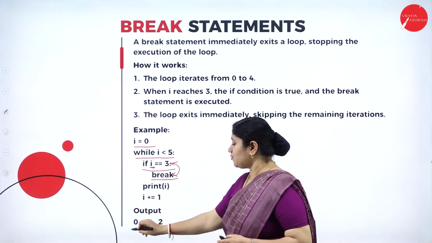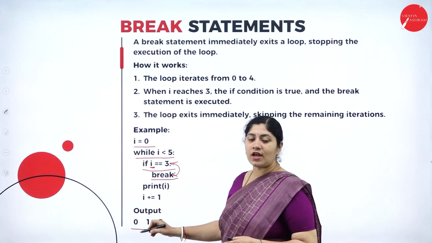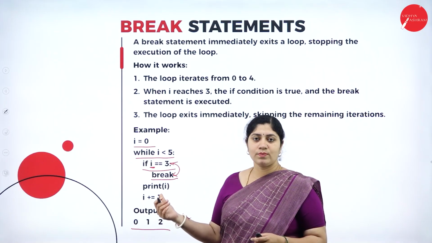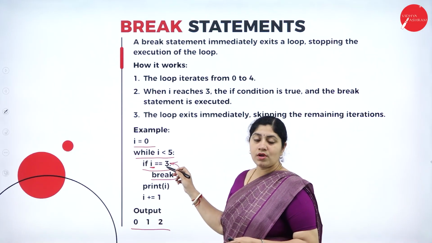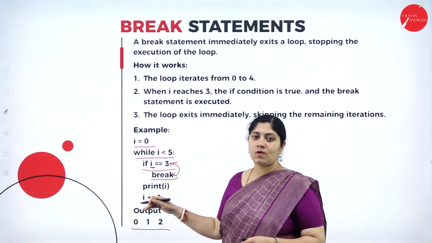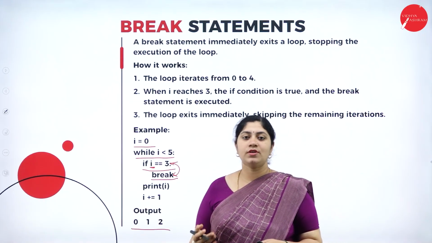That's why the output will be 0, 1, 2. What about 4? Why is 4 not considered? Because here the loop itself will get exited. So this is how a simple break statement works.